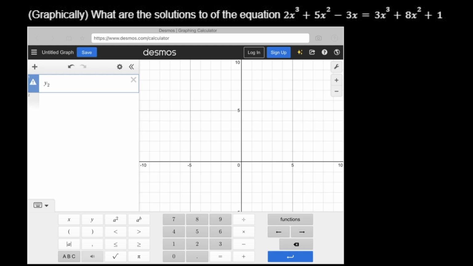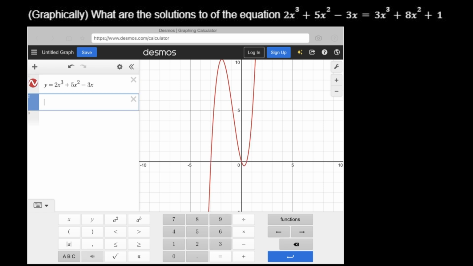So y equals 2x to the third plus 5x to the second minus 3x. So there's the first side. And this works with handheld graphing calculators, not just Desmos. The same idea. So the other side is y equals 3x to the third plus 8x squared plus 1. So those are the two graphs.